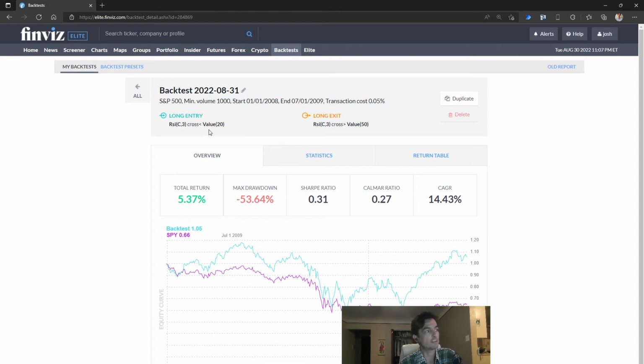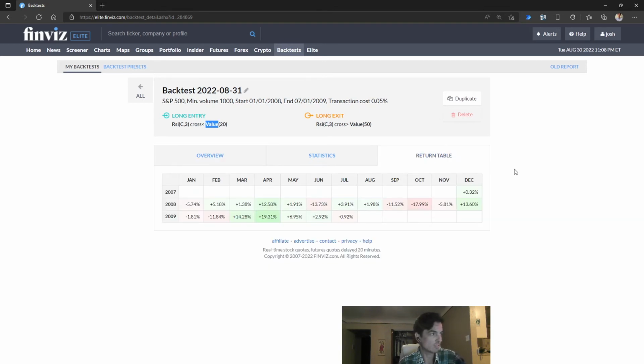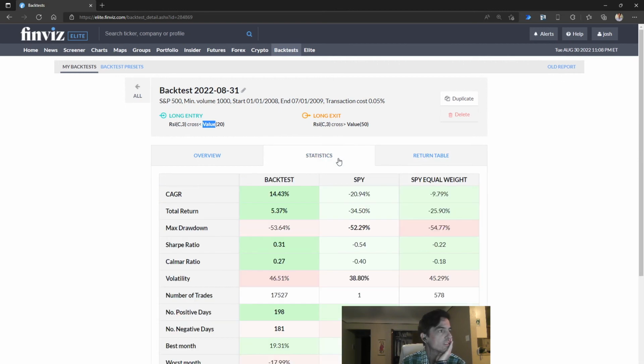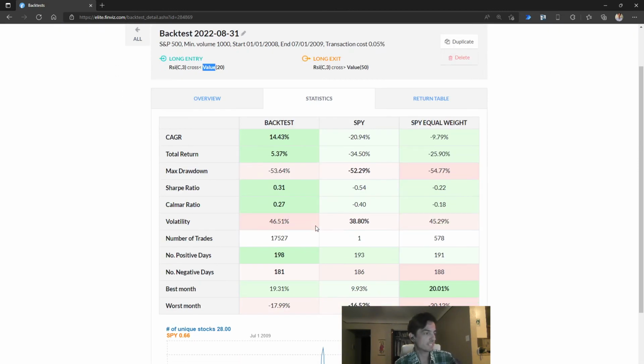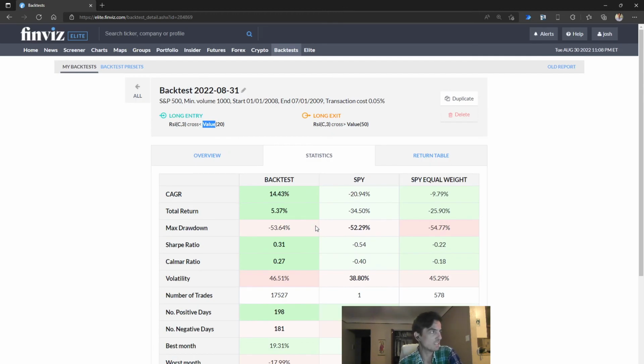Okay, value 20. What is value 20? See, I really don't know what I'm doing. But anyways, there's more tabs here, and you can see the months that it did really well, the months that it did poorly. And that's it. That's the back testing feature of Finviz, and now I'm feeling pretty good about my $40 because I'm learning negative days, positive days.